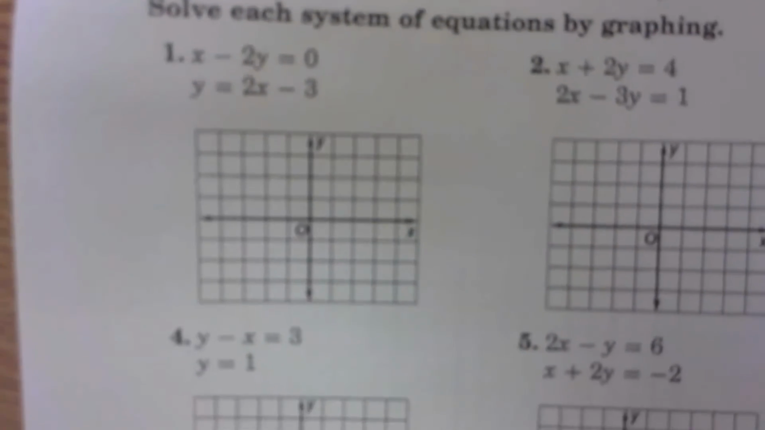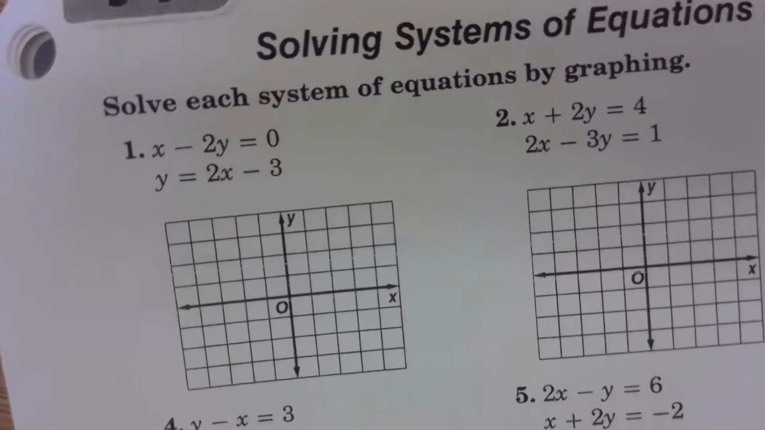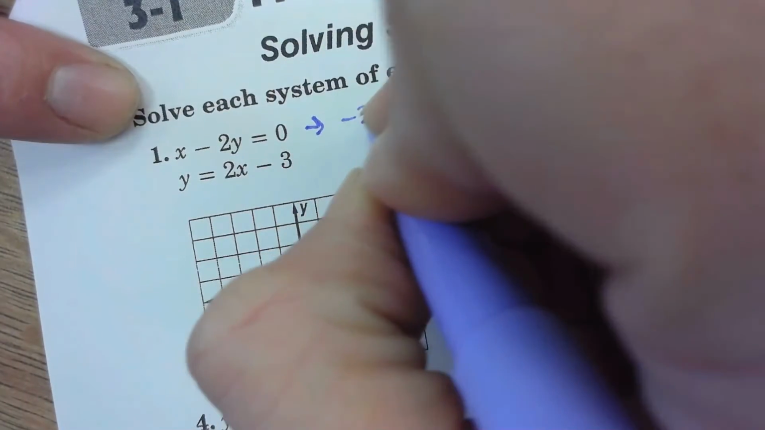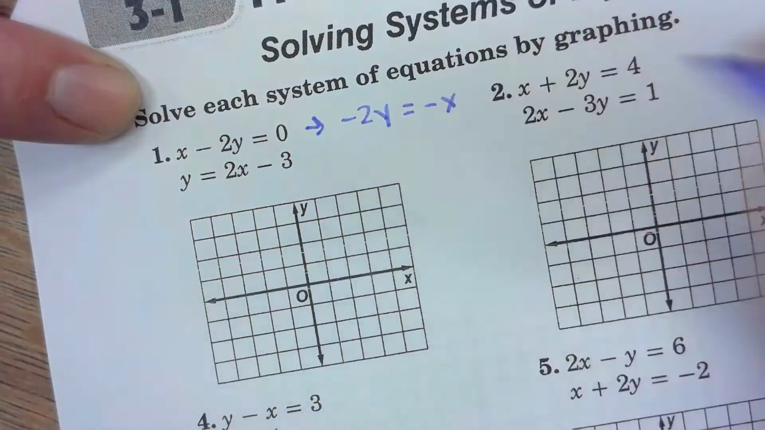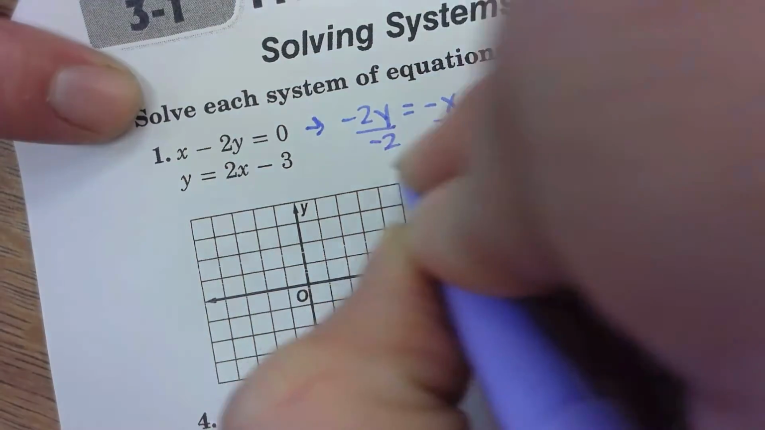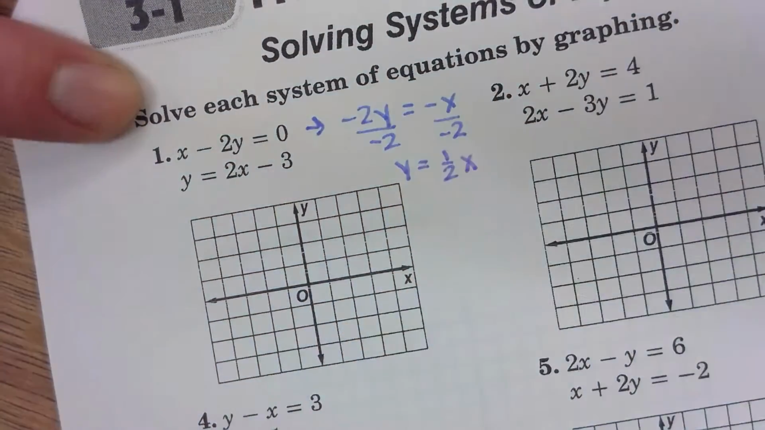All right. So, number 1, this is once again in standard form for the top equation. So we have two choices. We can rearrange the terms and solve for y so that I can graph that. So that would be like negative 2y equals negative x. Divide both sides by negative 2. And we get y equals positive 1/2 x.